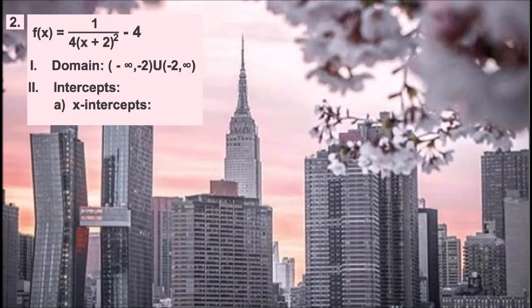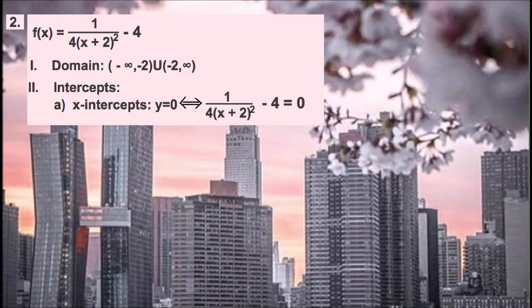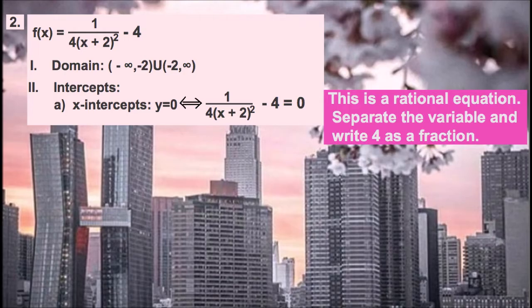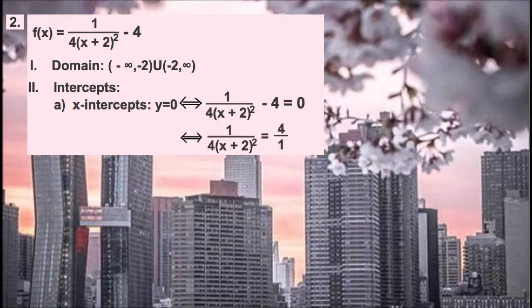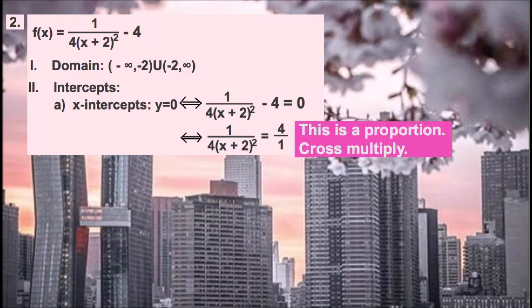As for intercepts, x-intercepts occur when y equals 0. This is equivalent to 1 over 4 times the quantity x plus 2, everything squared, minus 4 equals 0. This is a rational equation. Separate the variable and write 4 as a fraction. Equivalent to 1 over 4 times the quantity x plus 2, everything squared, equals 4 over 1. This is a proportion, so we can cross multiply.